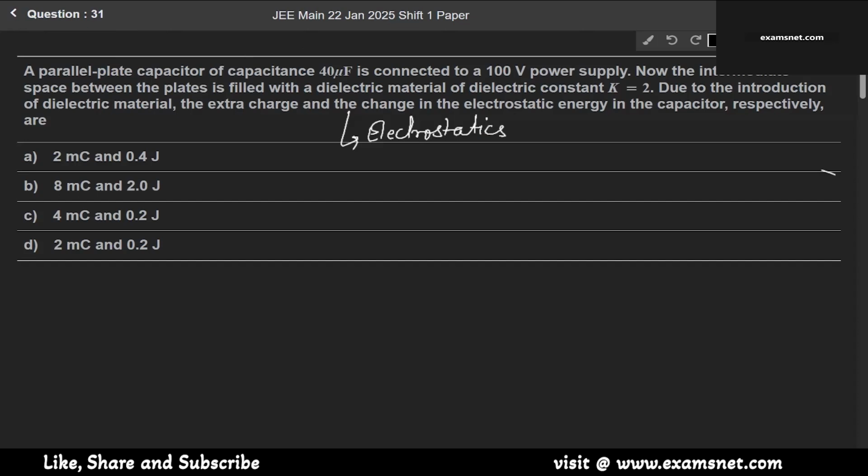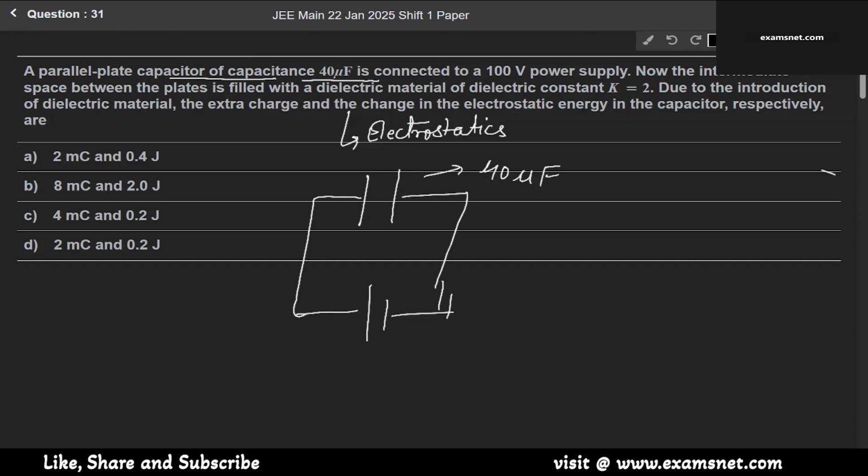Now, in this question, we are told that there is a parallel plate capacitor of capacitance 40 microfarad. Okay, so let us say this is a parallel plate capacitor and its capacitance is given as 40 microfarad, connected to a 100-volt power supply. Now the space between the plates is filled with a dielectric material. First of all, there is no dielectric material between the plates. At that time, its capacitance is given as 40 microfarad. So C at first is 40 microfarad.